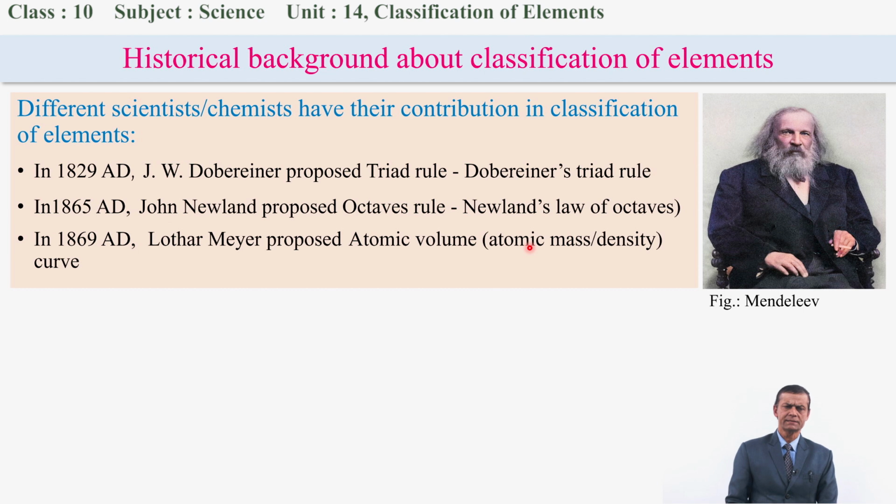Similarly, in 1869 AD, Lothar Meyer proposed atomic volume. Volume, V, equals atomic volume, that is mass per unit density: mass upon density is called volume, V equals m by d, d equals m by v. It shows a curve model, in which the peak positions were observed for the highly reactive elements. That also you will study in detail at a higher level.